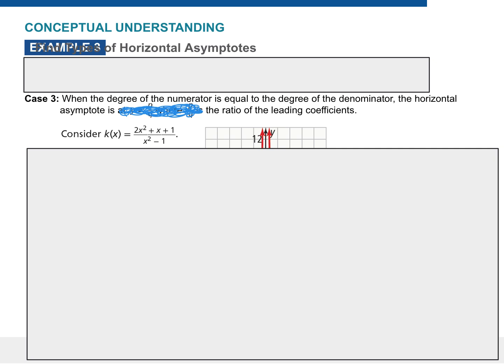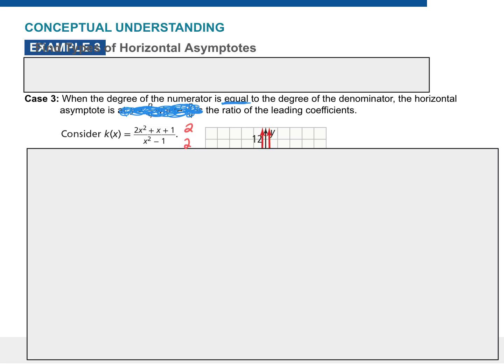Again, what are we comparing? The degrees, right? What is the degree of the numerator? 2. What's the degree of the denominator? 2. So ask yourself, are they equal? Yes. So we look at the case where it says equal, which is our case 3. If they are equal, it is the ratio of the leading coefficients.